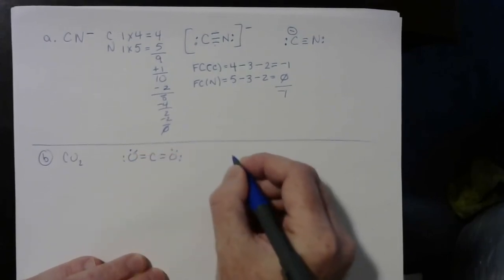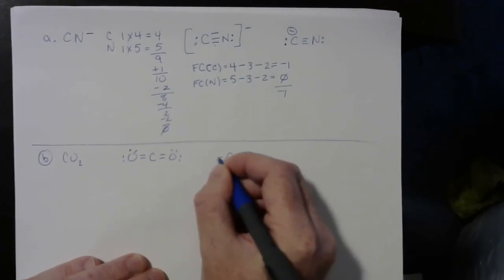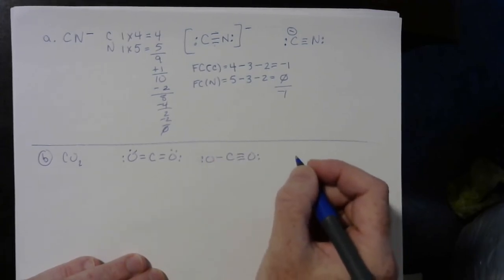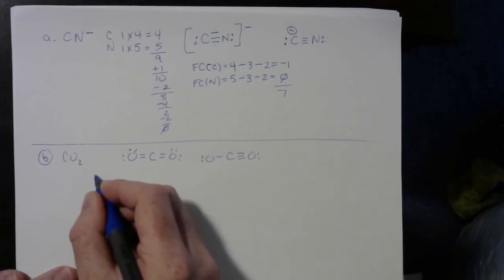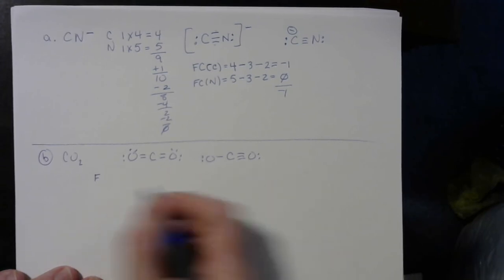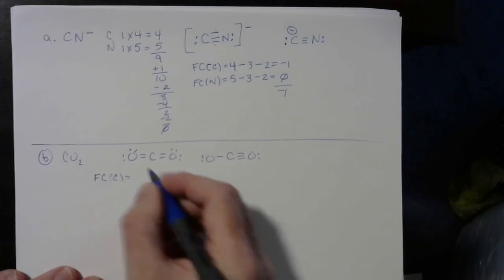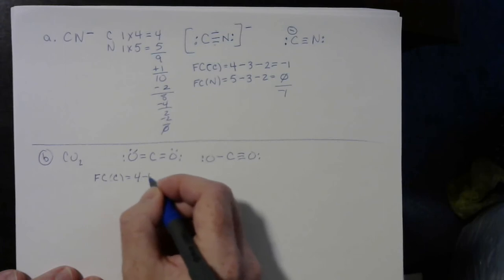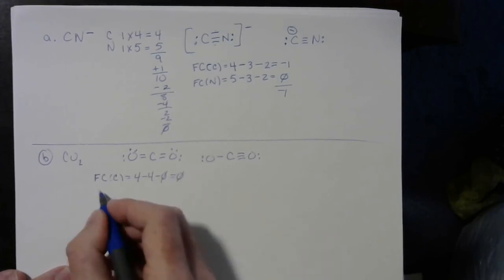But we said that this structure technically obeyed the octet rule. So let's look at each of those individually, and we'll see why this structure is better and that one not so much. Carbon is going to be 4 valence electrons. You've got 4 electrons in bonds, no non-bonding pairs, so that formal charge is 0.